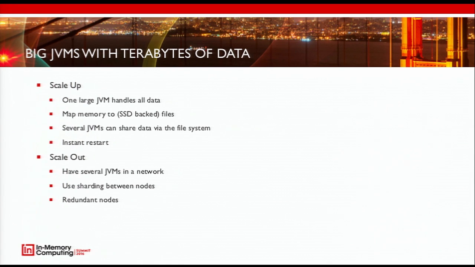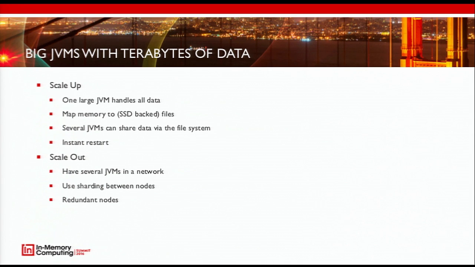So one JVM handles all data in a scale-up solution. Usually you don't have that much RAM, so you can map your JVM memory to SSD-backed files. So the JVM can be substantially bigger than your RAM. And a good thing when you do this is that several JVMs can share the data, so you can spin up several JVMs sharing the same files, thus sharing the same maps. And it's instant restart. You spin up a new JVM, and it will share via the file system. It will get its content directly.